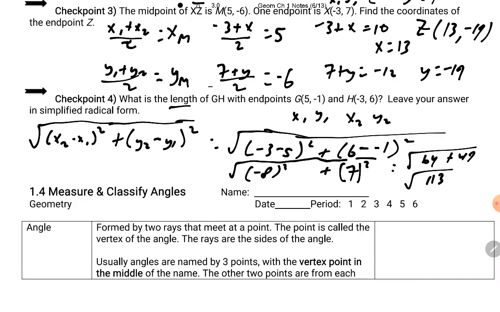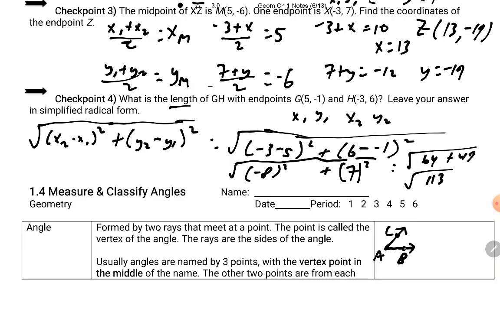An angle is formed by two rays that have the same start point. So let's draw two rays with the same endpoint here. Let's call this C, A, and B. So that is an angle. The rays are the sides of the angle, so the side CA and the side AB.